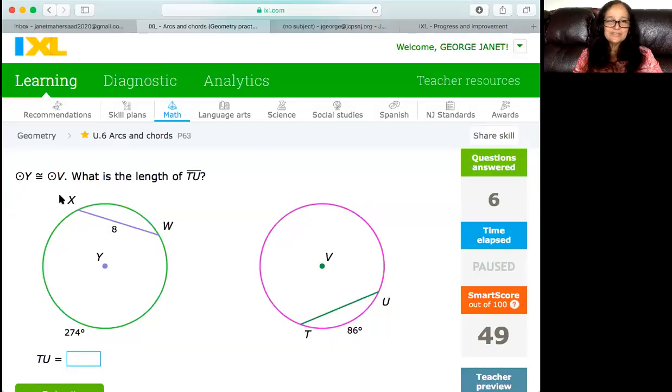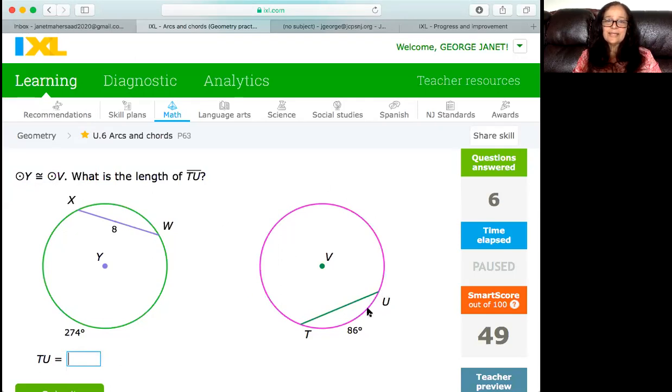Let's try this. Arcs and chords. Circle Y is congruent to circle V. What does it mean? It means the chords are congruent. Are they congruent? Let's find out if they are or not.